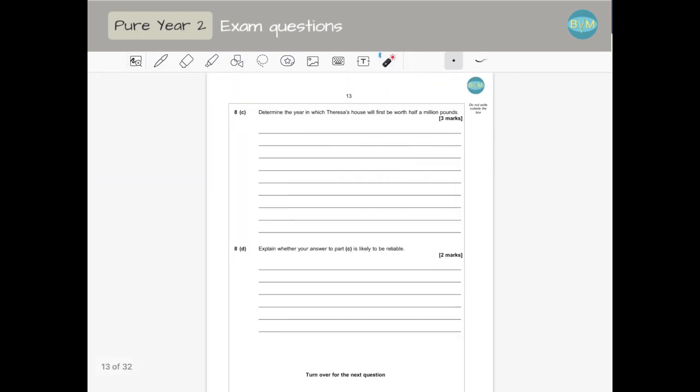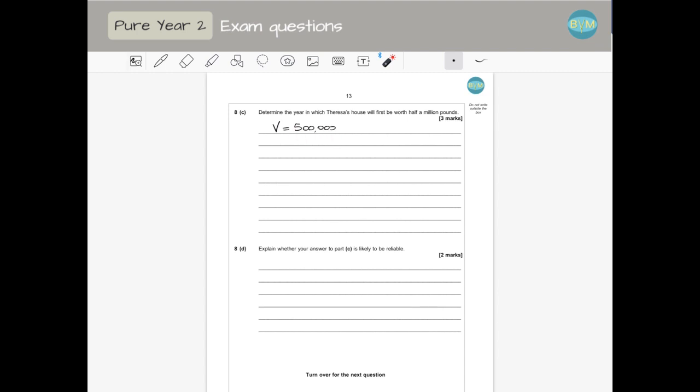Next thing, they say, determine the year in which Teresa's house will first be worth £500,000. So we want to know when V is £500,000. V is completely in pounds, not in thousands of pounds or something like that. Always check that, because it's quite common that they say, for example, that V is not in pounds but in thousands of pounds. So be careful.